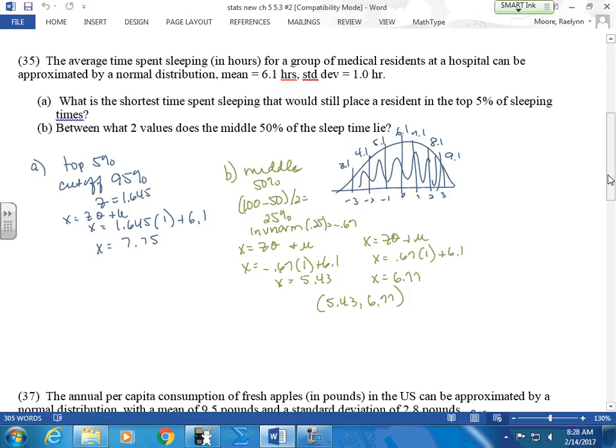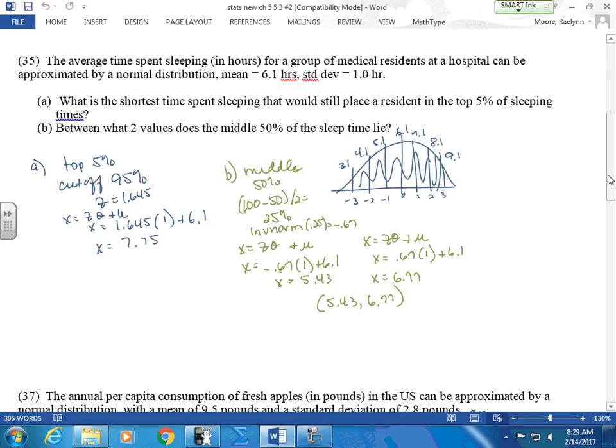The average time spent sleeping for a group of medical residents at a hospital can be approximated by a normal distribution. We can use our normal curve for this, with a mean of 6.1 hours and a standard deviation of 1 hour. So we draw out our curve. That's important. I need the sketch.